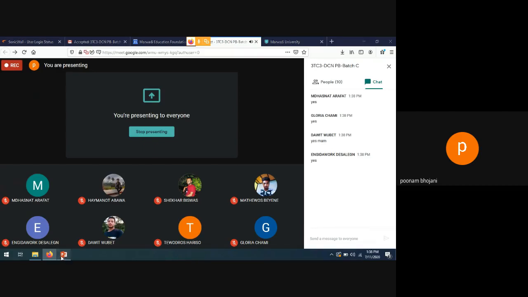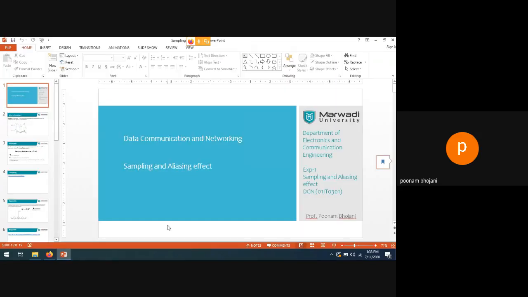Let us start our experiment number one, that is sampling and aliasing effect. Actually, today we are going to study only sampling because aliasing will be covered in the next experiment also. So we'll see aliasing also a little bit today and a little bit in the next experiment. So let us start. What is sampling?